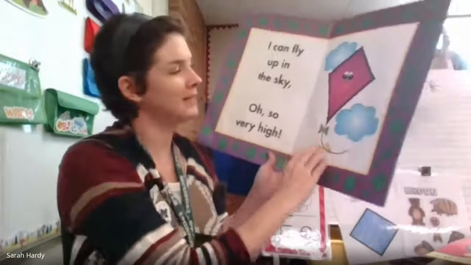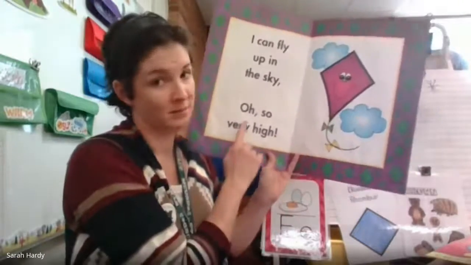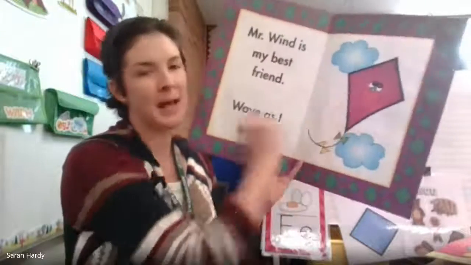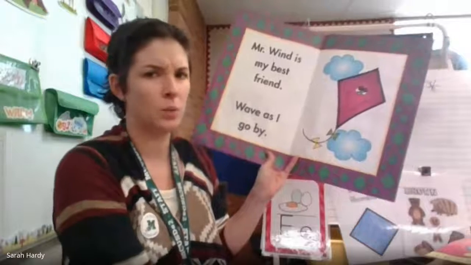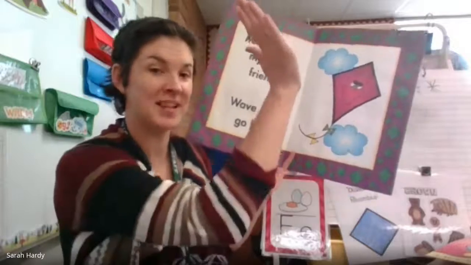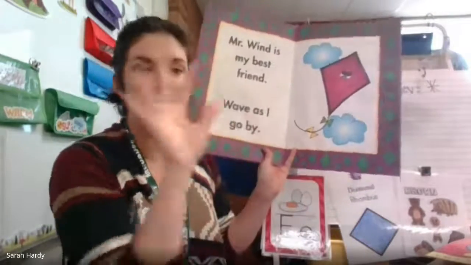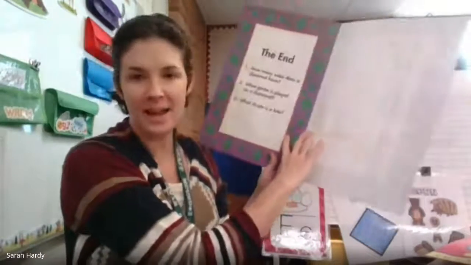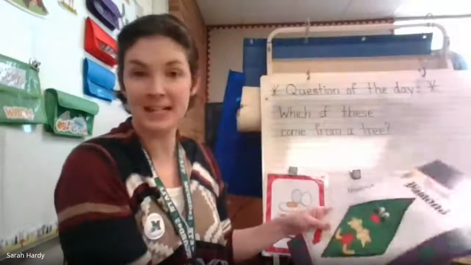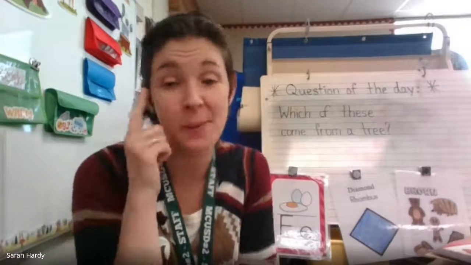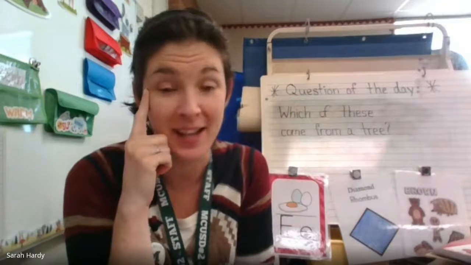I can fly up in the sky as a kite, oh so very high. Mr. Wind is my best friend. What does wind do? The wind blows and it keeps the kite in the air. And I wave as I go by. The end. Danny Diamond. Silly book, isn't it? But it's cute and it's fun. It's a good way to help us remember what the shape looks like.